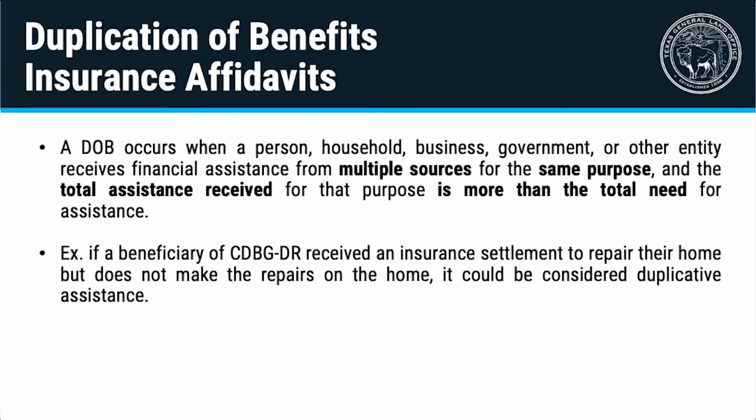A duplication of benefits, or DOB, occurs when a person, household, business, government, or other entity receives financial assistance from multiple sources for the same purpose, and the total assistance received for that purpose is more than the total need for assistance. Therefore, if a beneficiary of CDBG-DR received an insurance settlement to repair their home but does not make the repairs on the home, it could be considered duplicative assistance and will need to be taken into account in the duplication of benefits calculation.